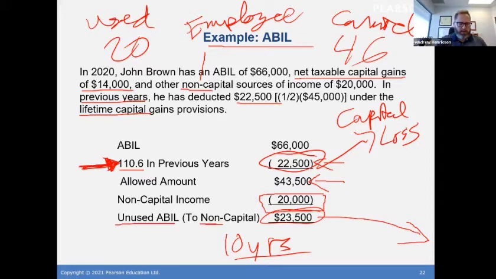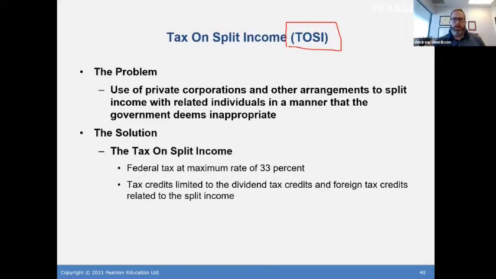All right, so let's take 15. And when we get back, we will talk TOSI. All right, guys. Thanks. Talk to you soon. All right, guys, let's get started. Hope you had a good break. And let's get back at it.